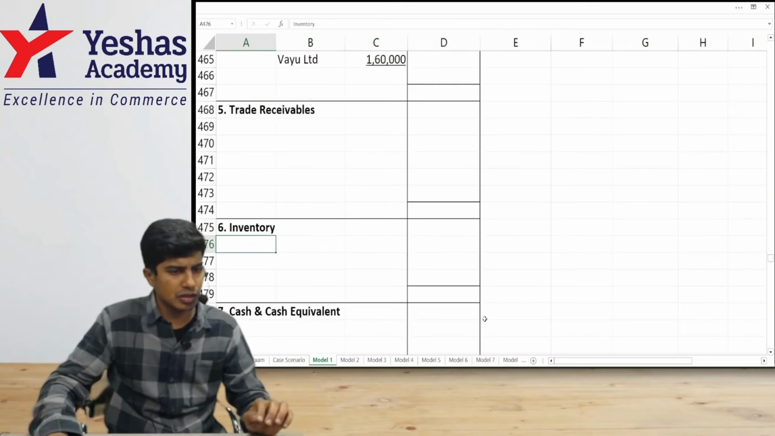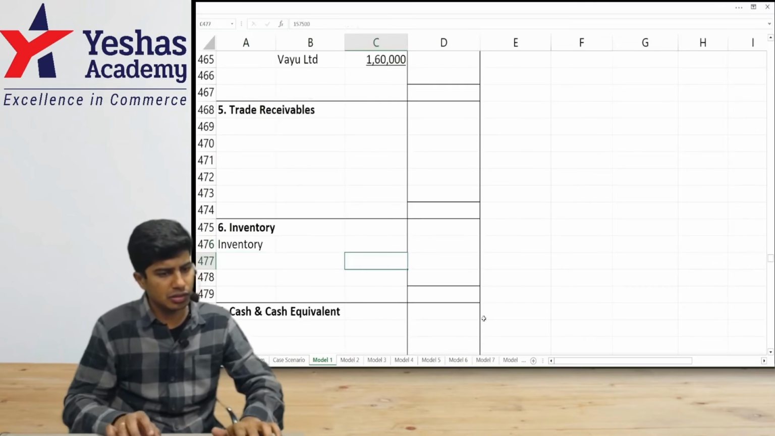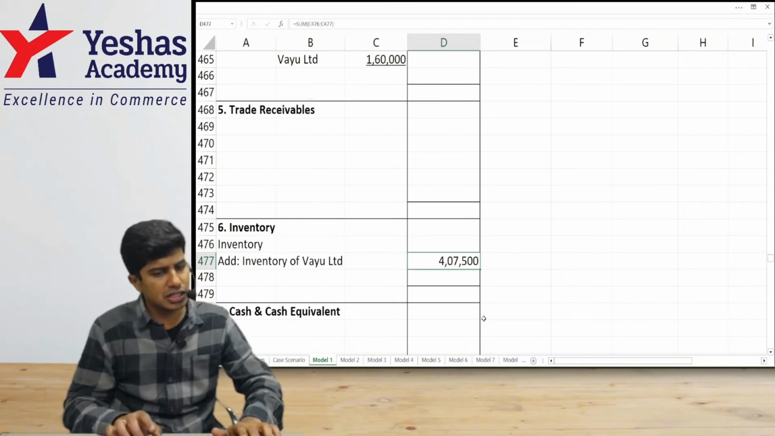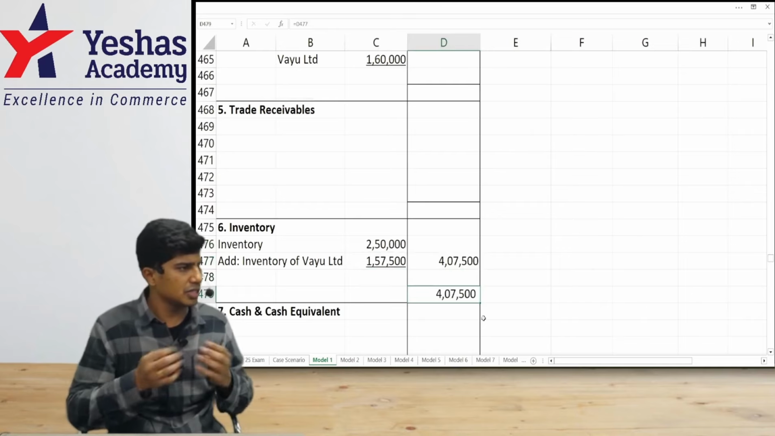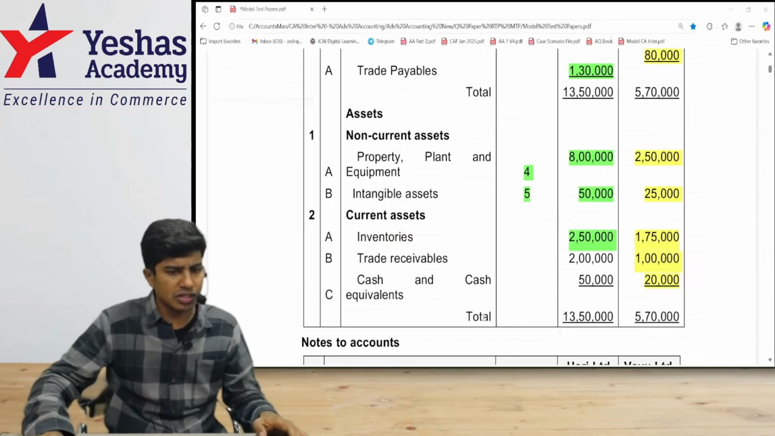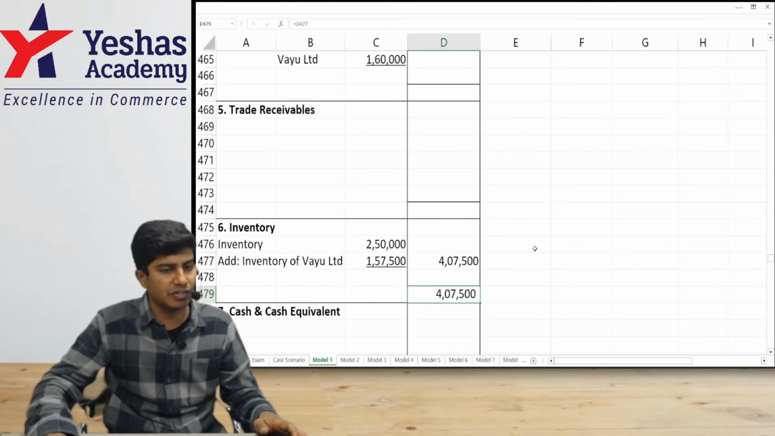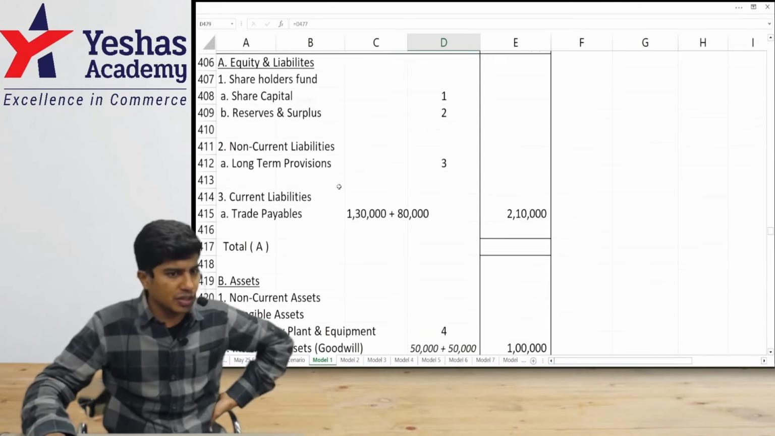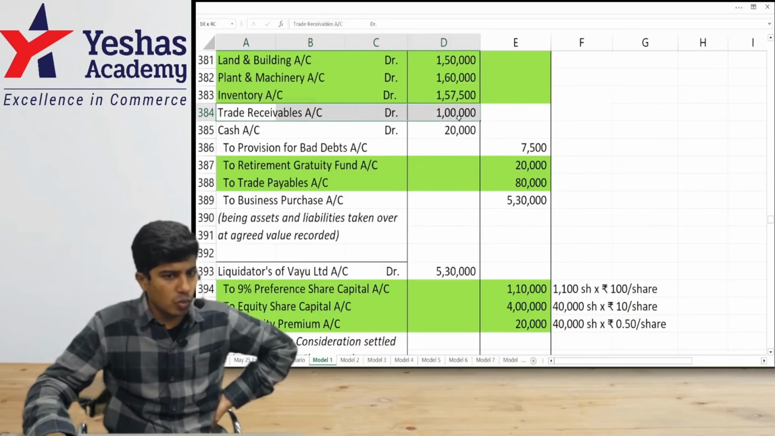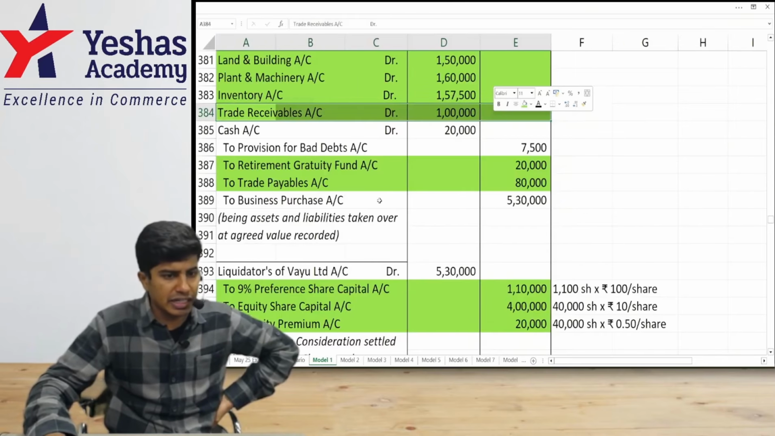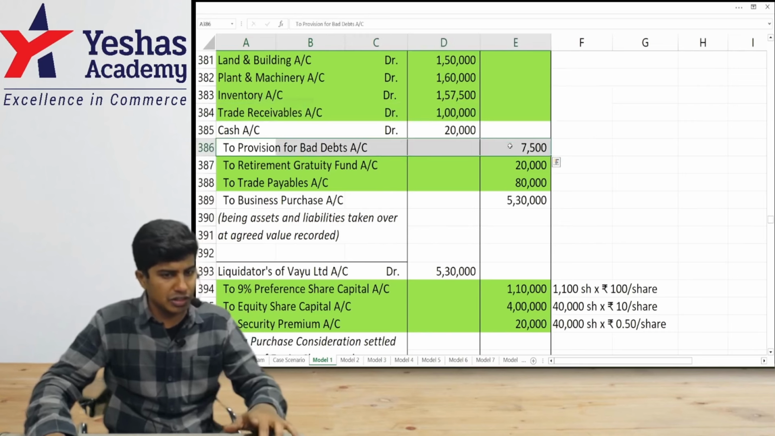Our inventory is 2,50,000. This is 1,57,500. Together 4,07,500. Easy? Any doubt? What's after inventory? Trade receivables. Ours 2 lakh. Theirs it was 1 lakh. It is taken over at 1 lakh. We further create provision of 7,500. Observe here. It is taken over at 1 lakh, but we further create provision of 7,500.